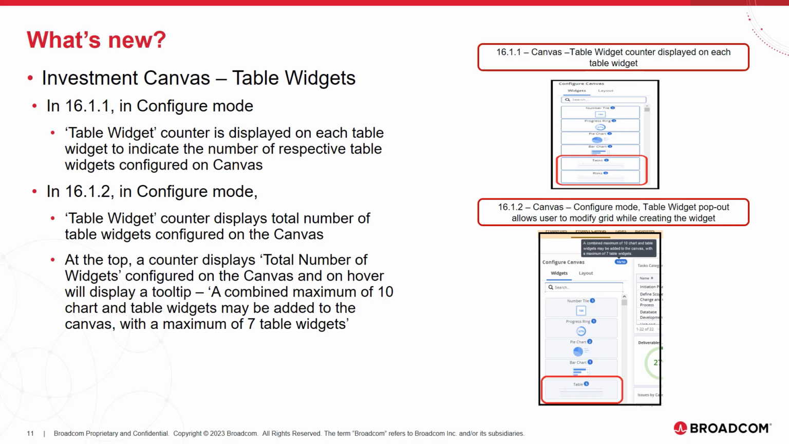In 16.1.2, in configure mode, table widget counter displays total number of table widgets configured on the canvas. At the top, a counter displays total number of widgets configured on the canvas, and on hover will display a tooltip. A combined maximum of 10 chart and table widgets may be added to the canvas with a maximum of 7 table widgets.